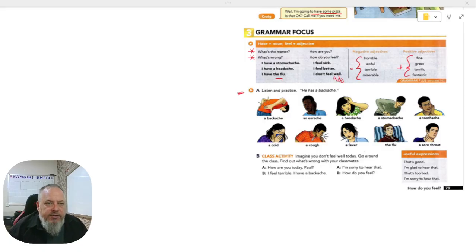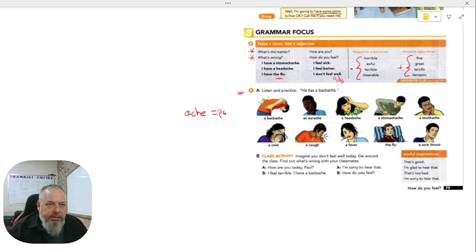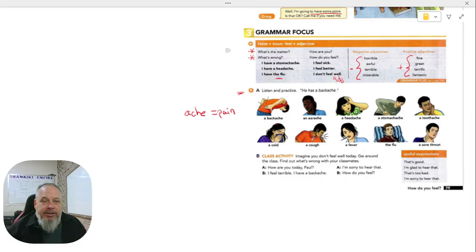So, students, the first thing that you need to know is we have this word ache. Ache means pain. So if I said a backache, it means I have some pain in my back. An earache, I have some pain in my ear. And the rest of them the same. A headache, a stomachache, a toothache, all right? All the same. Pain in my tooth, pain in my stomach, pain in my head.